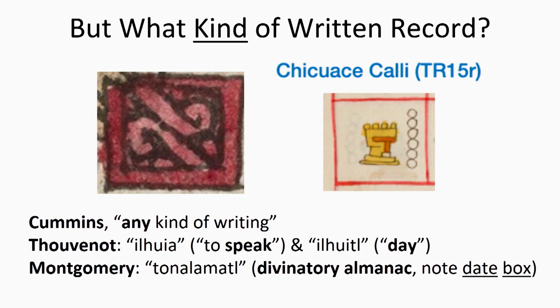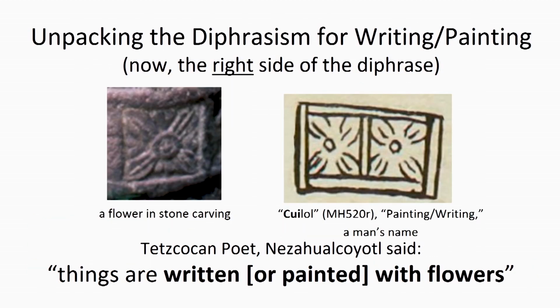Here on the right, the image is a date, 6 House, and it's surrounded by a red box. So our 2 speech scrolls are surrounded by a red box, which does argue maybe that this is a date. So it could be a day in the almanac, it could represent that, as well as other kinds of writing. I think that might be right. We'll watch. And then the other part of the carved stone, the other one that looks like a flower, as I mentioned, we find that in glyphs saying that it's quilol or quiloli, painting or writing.